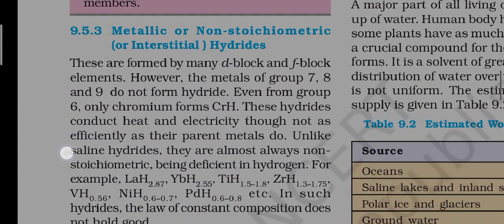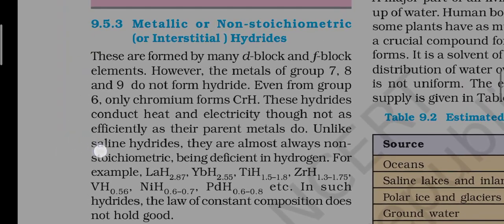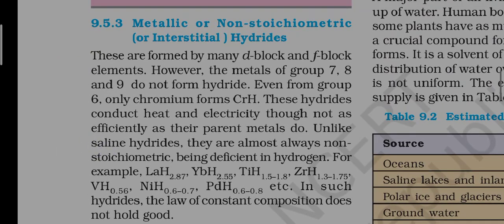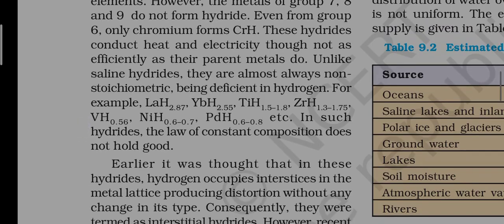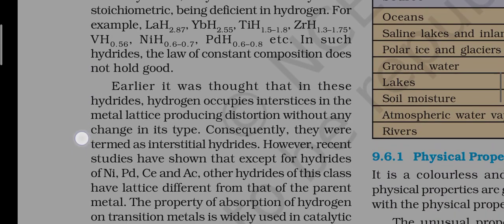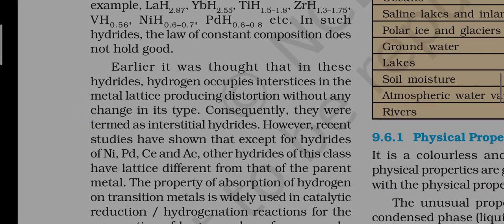Next is metallic or non-stoichiometric hydrides. These are formed by many d-block and f-block elements. However, the metals of group 7, 8 and 9 do not form hydrides. Even from group 6, only chromium forms CrH. These hydrides conduct heat and electricity, though not as efficiently as their parent metals do. Unlike saline hydrides, they are almost always non-stoichiometric, being deficient in hydrogen, for example, LaH2.87, PdH0.6 to 0.8, etc. In such hydrides, the law of constant composition does not hold good.